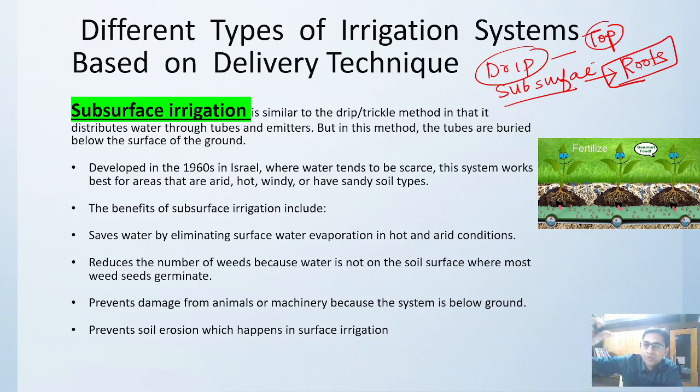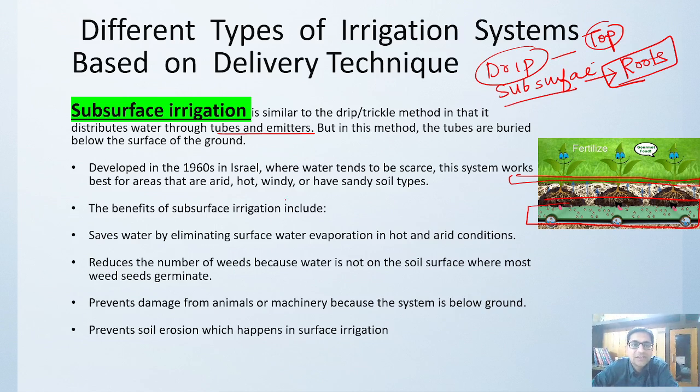In drip irrigation, the water stays on top of the soil, and in subsurface irrigation it goes to the roots. Okay, so water through the tubes and emitter, you can see over here, if drip irrigation was there, we put it over here. In subsurface we are sending the water through the root system.